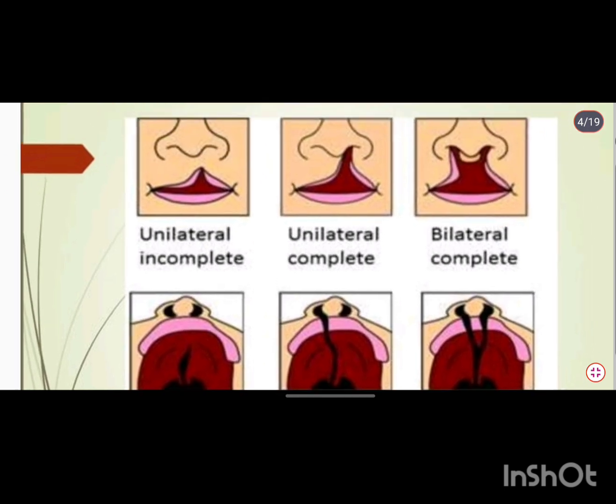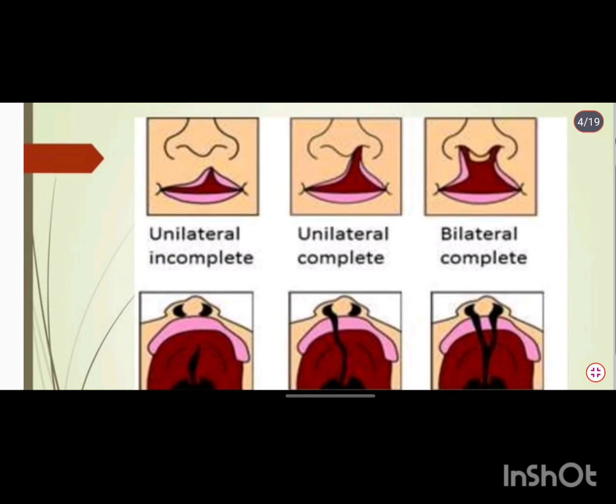As you can see in this picture, the first one is unilateral, but it is incomplete. What does incomplete mean? As you can see here, the failure of fusion is only to a partial amount and not reaching till the notch of the nose. But here you can see it has reached till the notch of the nose. So this is one-sided, that is why it is called unilateral complete. But if it is not reaching the nose, it is called unilateral incomplete. And bilateral complete is when it is reaching the notch of the nose and is present on both sides. That is why it is called bilateral complete.